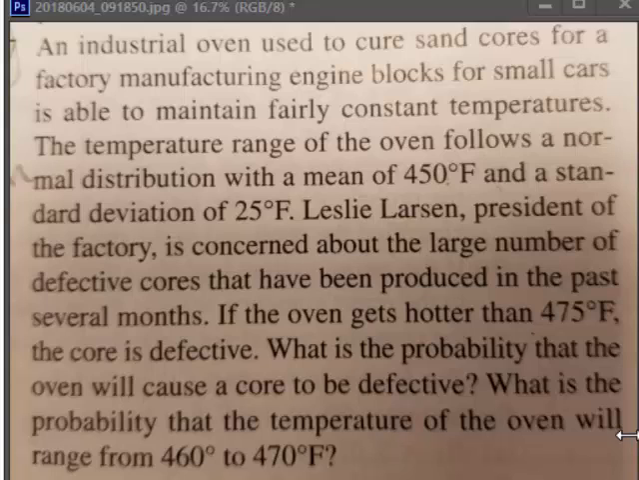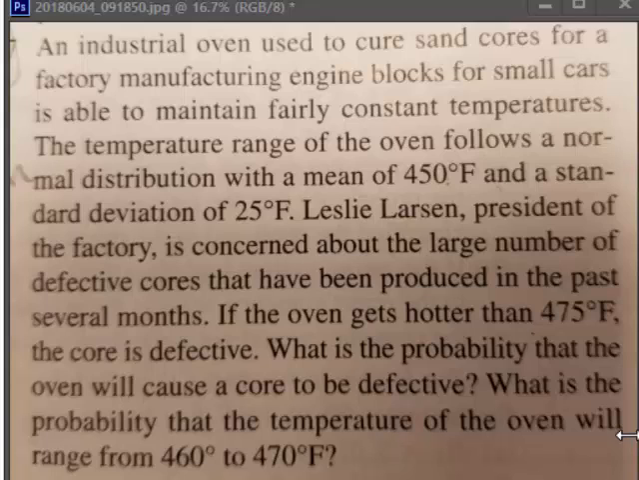An industrial oven used to cure sand cores for a factory manufacturing engine blocks for small cars is able to maintain fairly constant temperatures. The temperature range of the oven follows a normal distribution with a mean of 450 degrees Fahrenheit and a standard deviation of 25 degrees Fahrenheit.